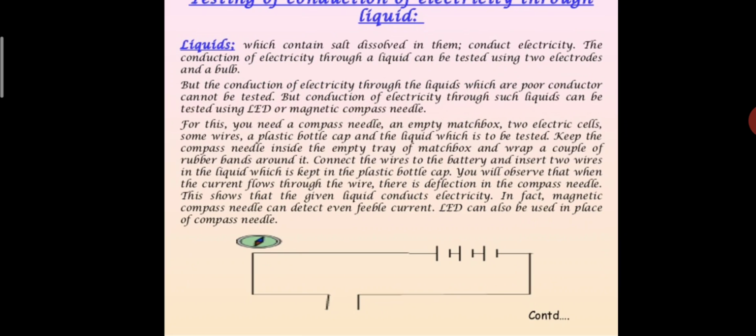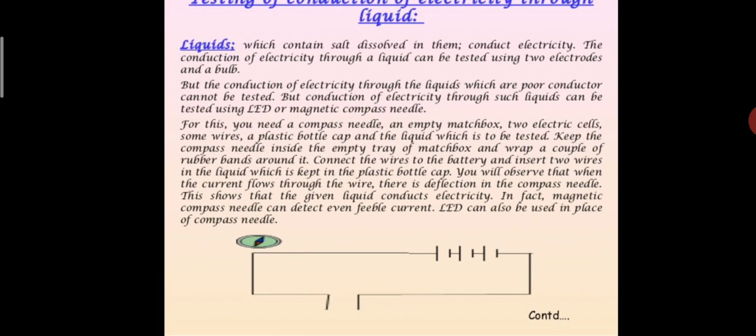For this, you need a compass needle, an empty matchbox, two electric cells, some wires, a plastic bottle cap and the liquid which is to be tested. For this activity, keep the compass needle inside the empty tray of the matchbox. Understand? And wrap a couple of rubber bands around it.